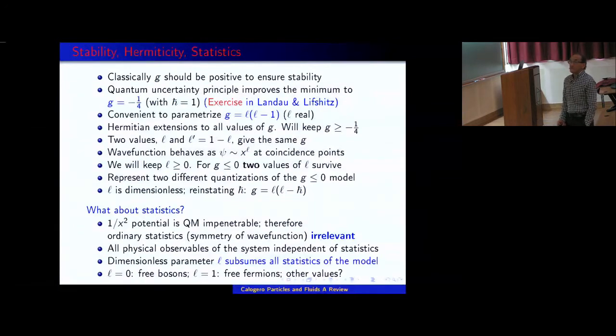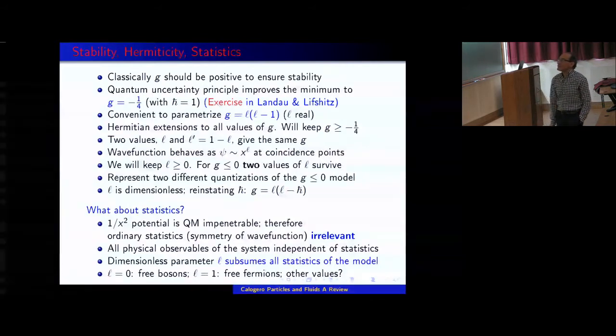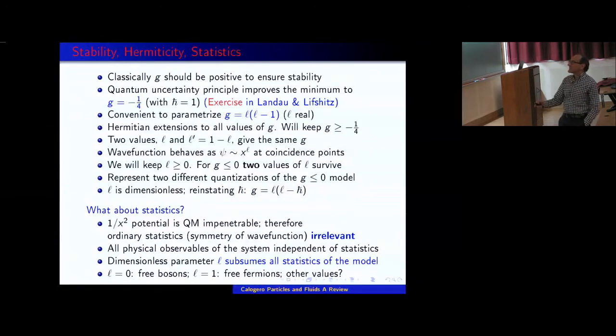I should warn you that people like weird stuff. So the model with G less than -1/4 has been examined, and it can be made to have a Hermitian extension. So there are ways to make sense of the model for even more negative G, but these are rather contrived, and for everything that we'll say and for everything that has to do with physical applications, these values are relevant.